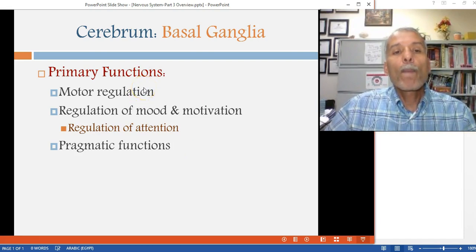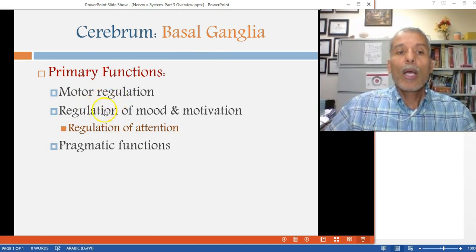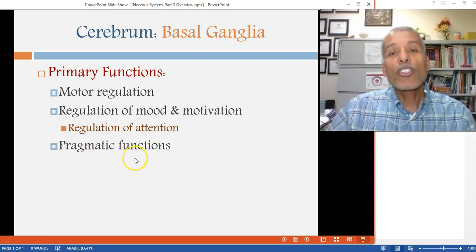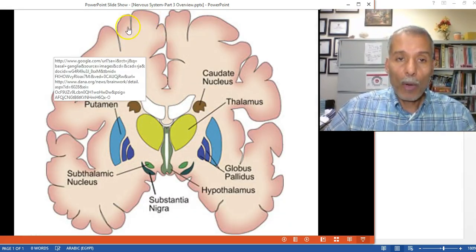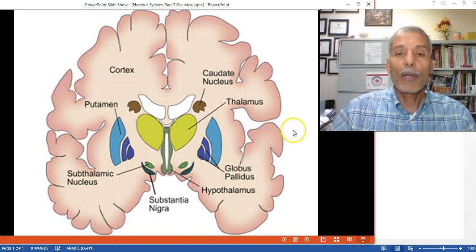So these are the major functions of the basal ganglia. They have many, many functions, but these are the primary functions. Number 1, they regulate motor activity, and they regulate mood and motivation, and they regulate also attention, and they regulate social communication. So they play a very important part in these areas through pathways that they have with the frontal lobe of the brain.